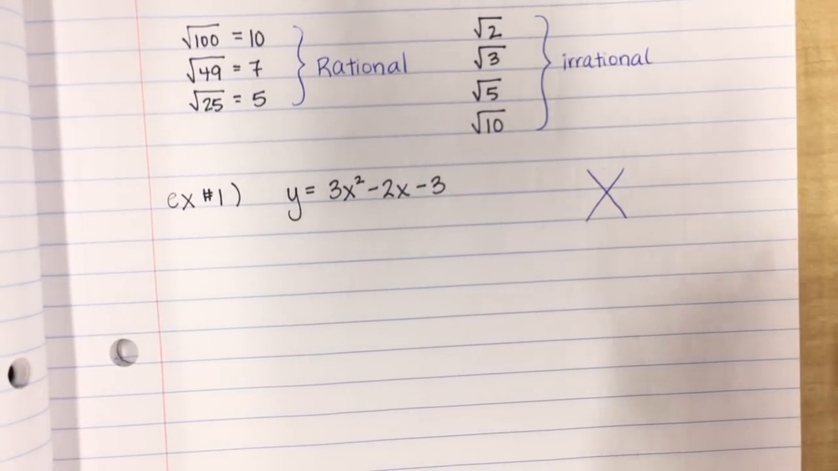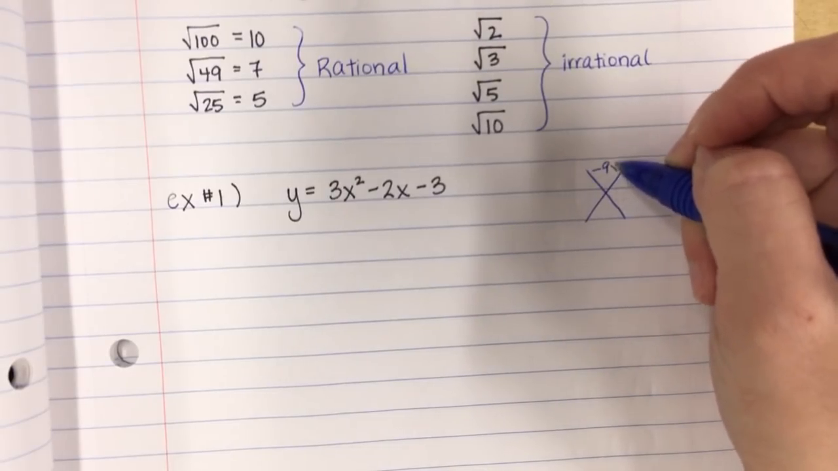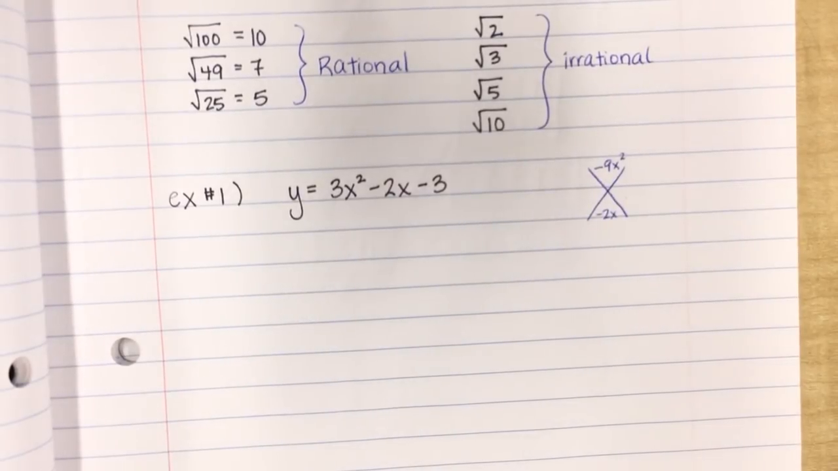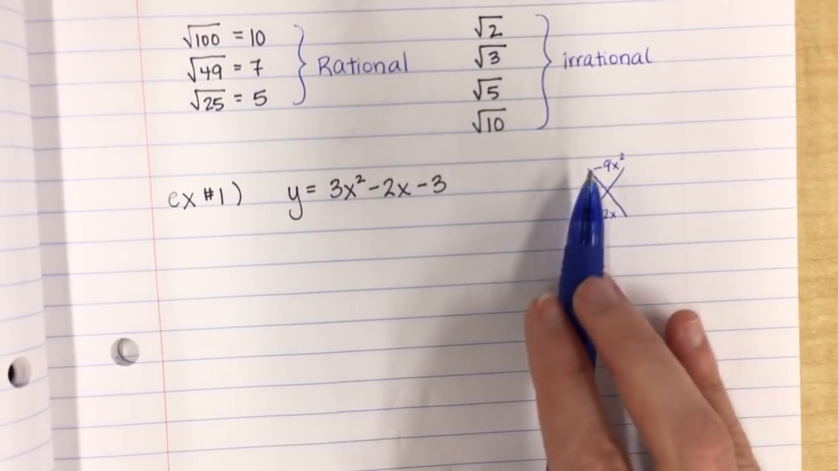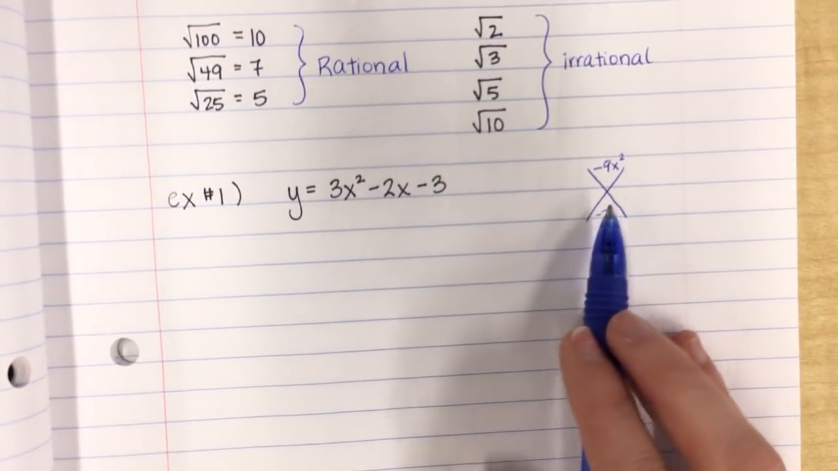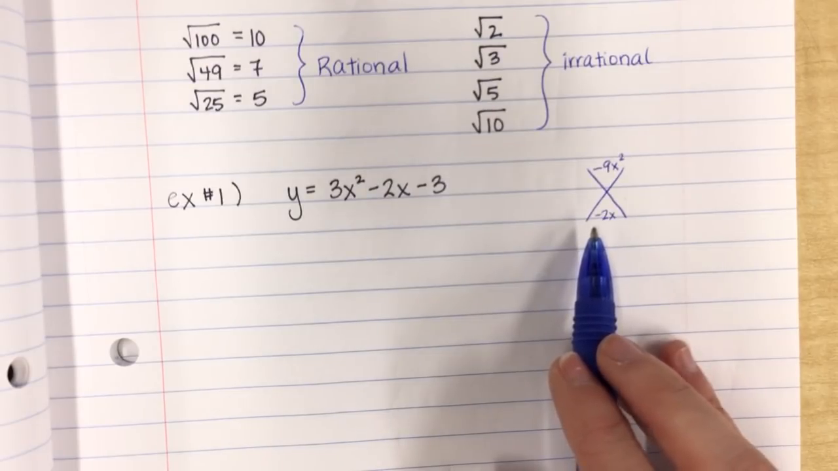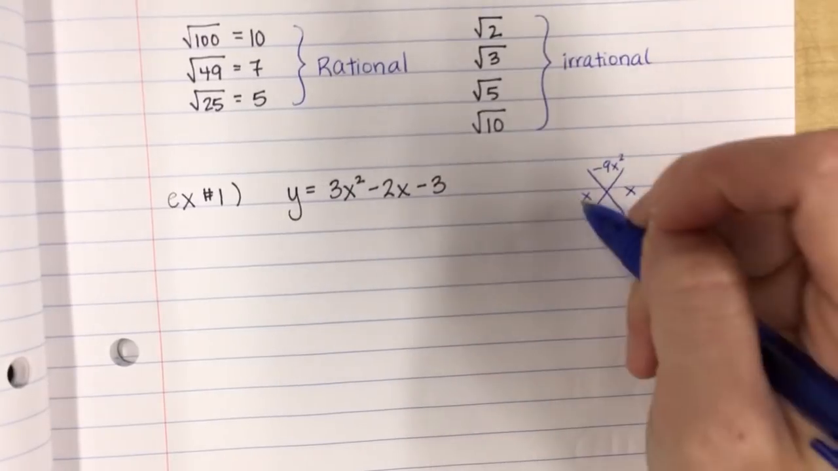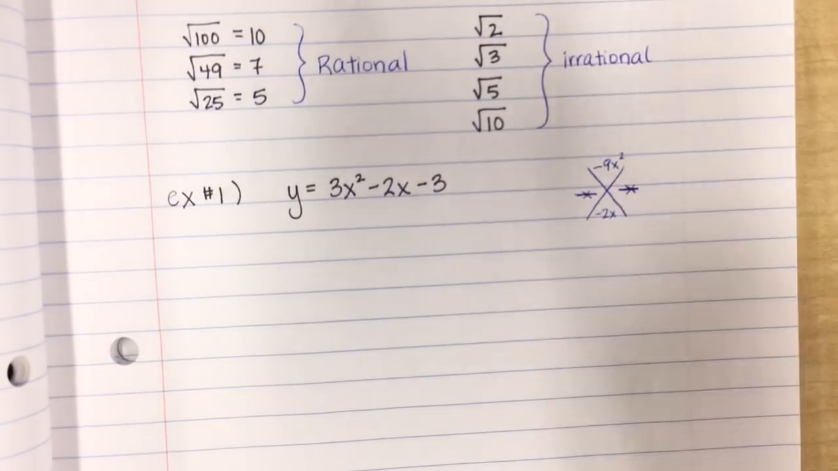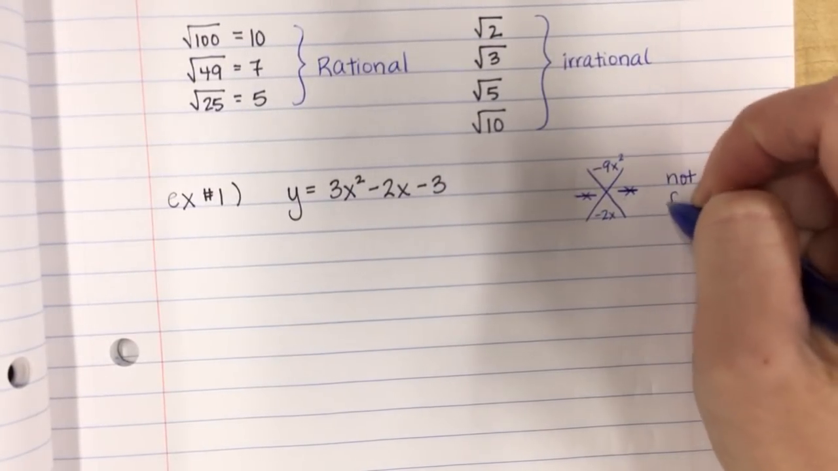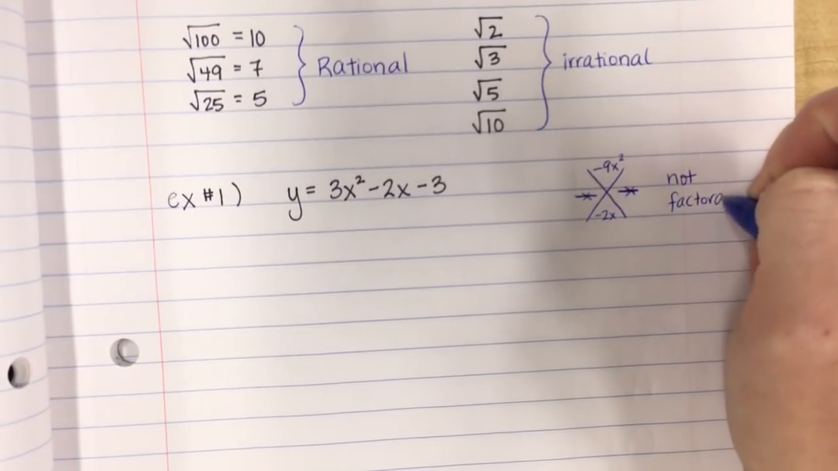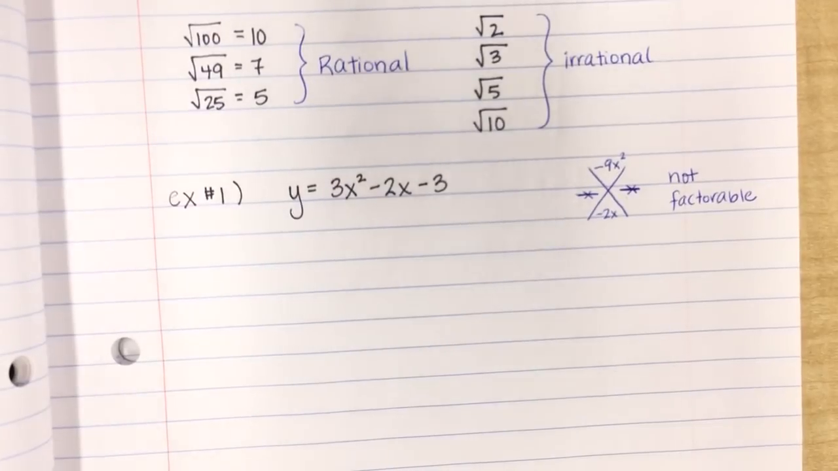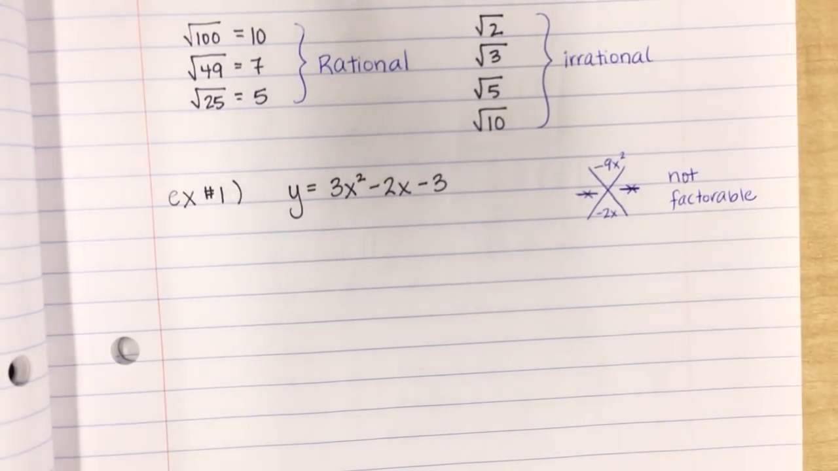I have a times c, which is negative 9x squared, and our b value goes on the bottom, negative 2x. Are there any two numbers that multiply to get negative 9 but add to get negative 2? Nope. So it is not factorable. Now that doesn't mean it's not doable. It just means we can't put it into nice, neat factored form. So what we're going to do next is use our quadratic formula.